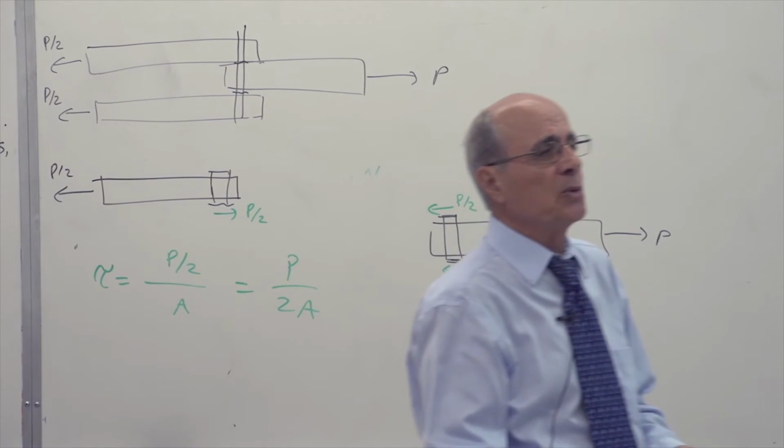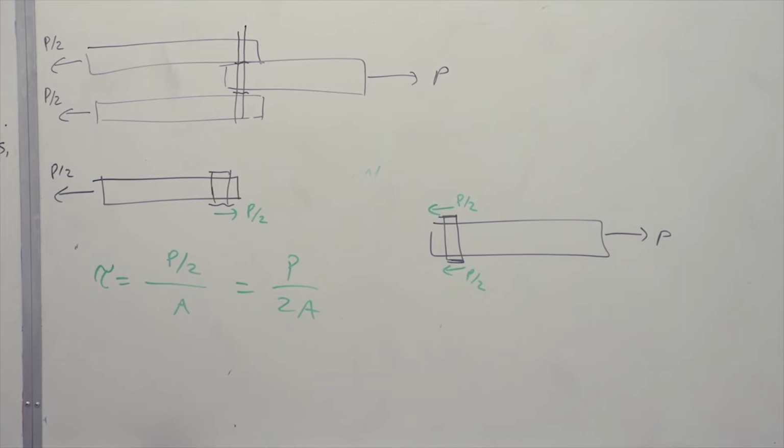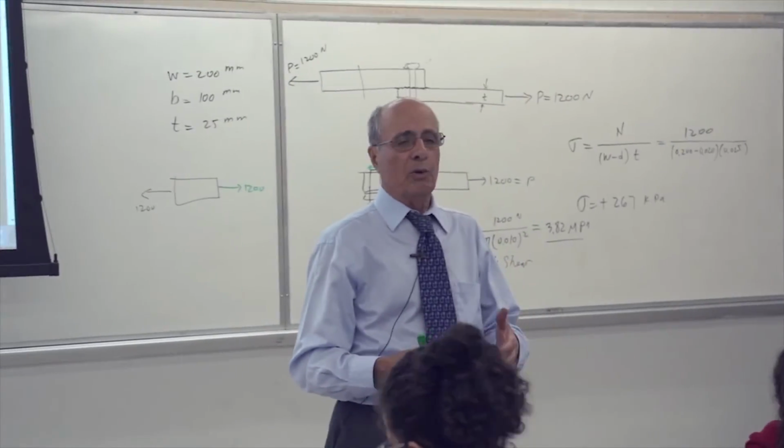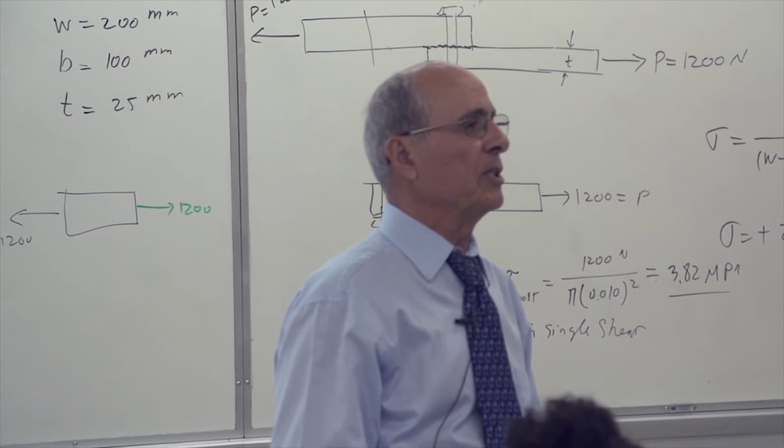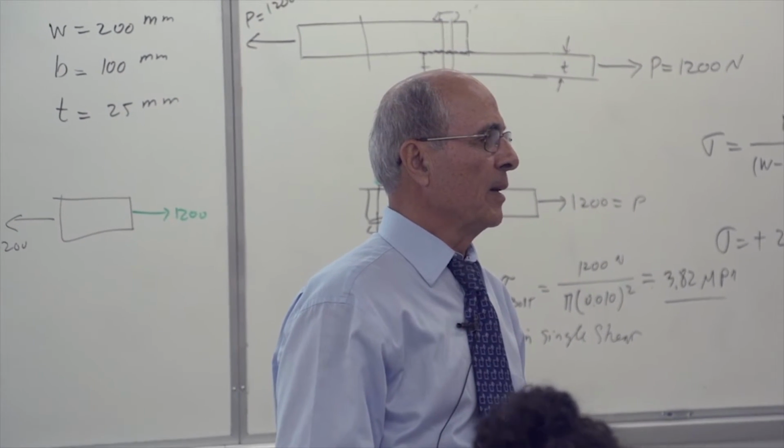So it doesn't matter whether you see the free body diagram of the middle part, or the free body diagram of the upper part or the lower part. All you have to do is make the load double or make the area twice. Either of them, not both of them. Is that understood? Yes? Correct?